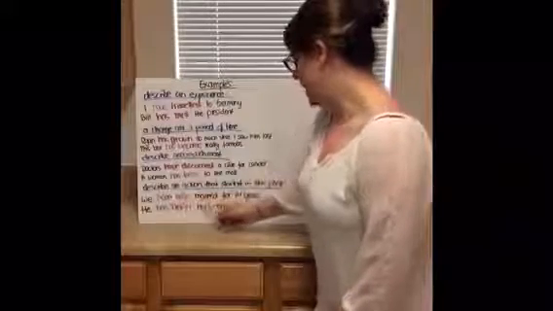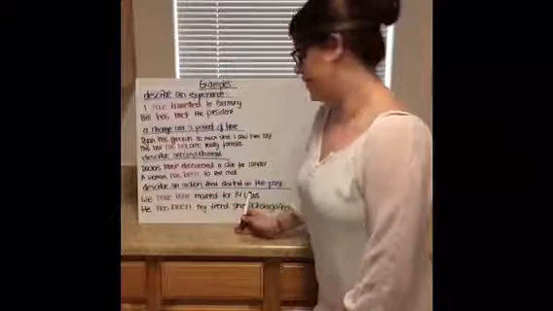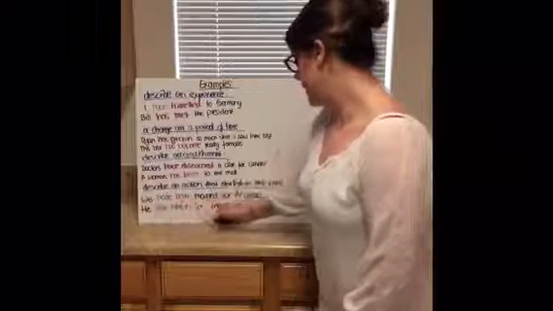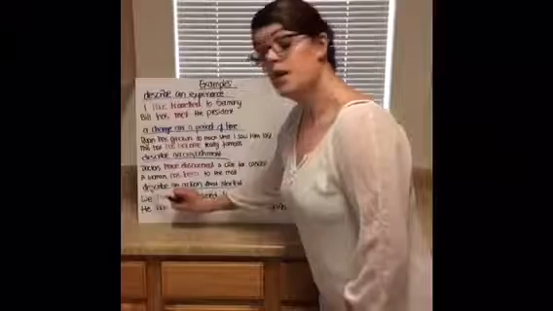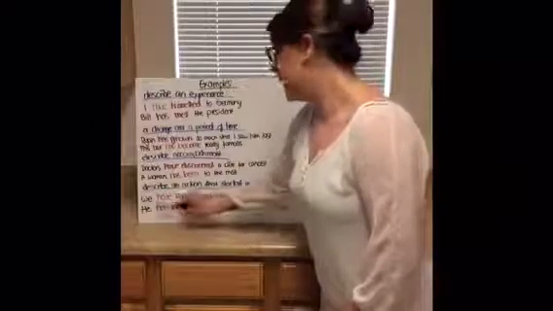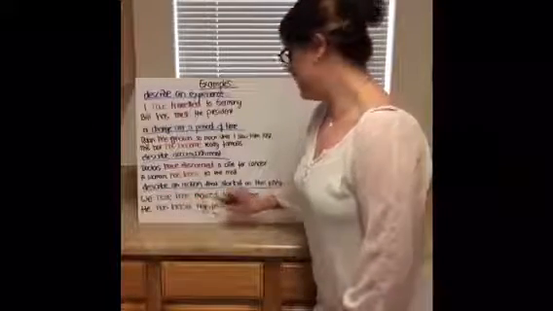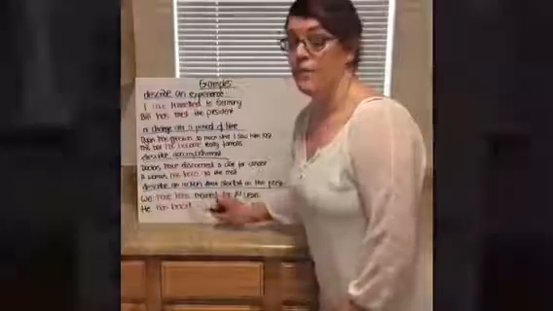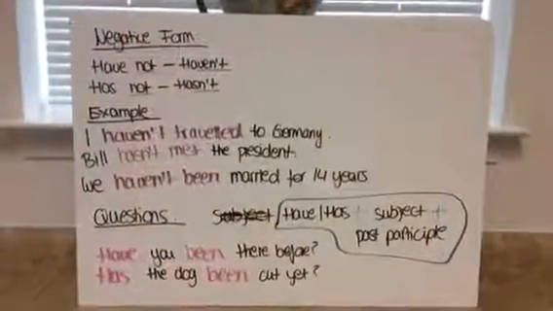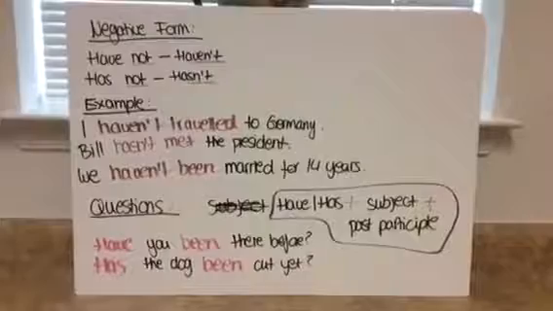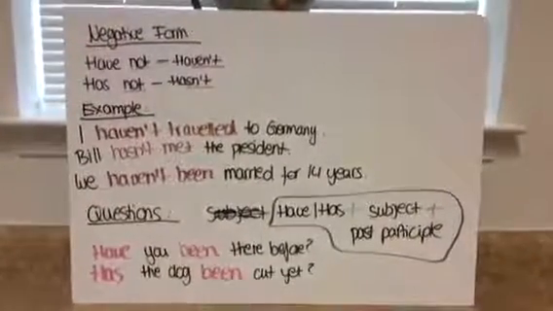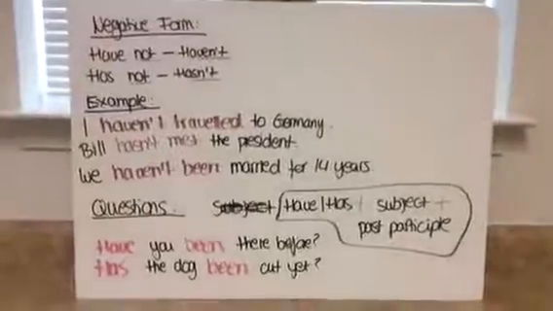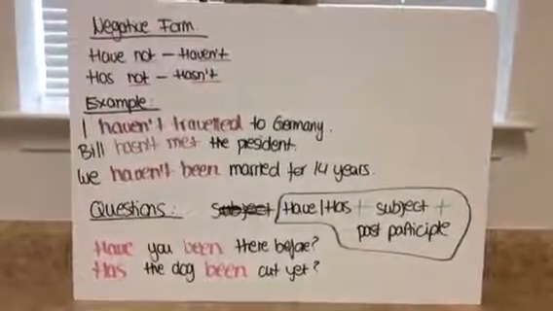We have been married for 14 years. He has been my friend since kindergarten. Subject, have or has, and the main verb in the third form. So now let's move on and do some examples for the negative form. We have not or haven't, has not or hasn't.